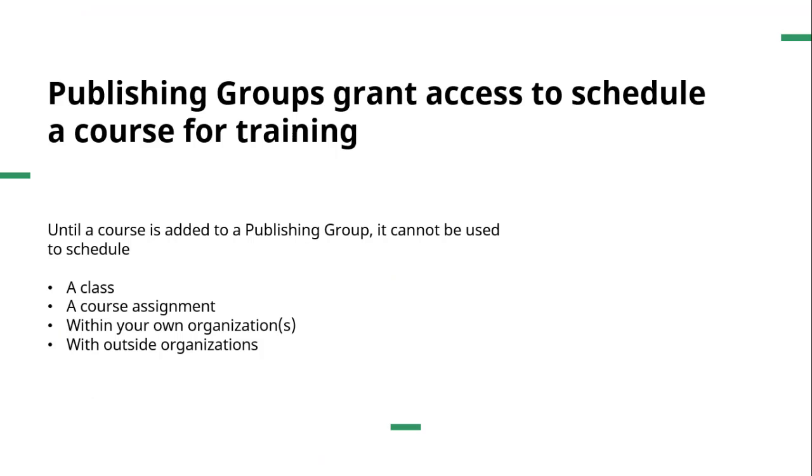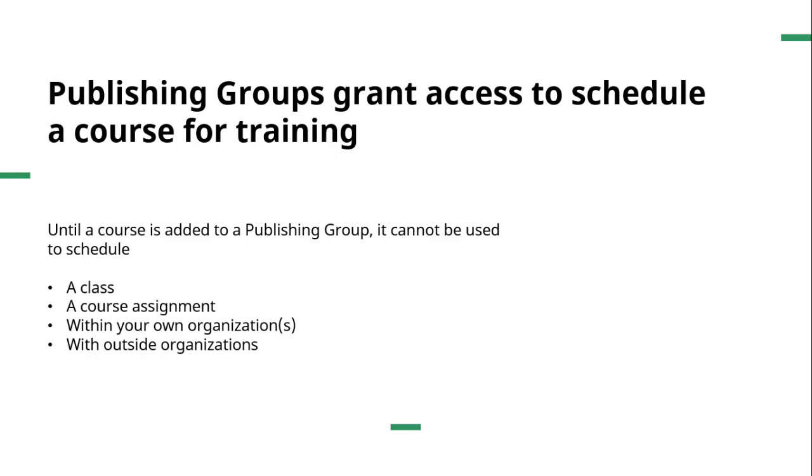So what are publishing groups? Publishing groups are a way to control who has access or which organizations have access to schedule a course for training. Until a course has been added to a publishing group, you cannot use it to be scheduled. You cannot schedule a class from it. You cannot assign a course assignment from it.